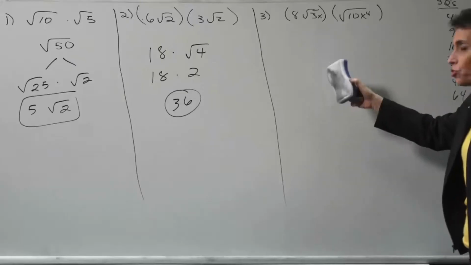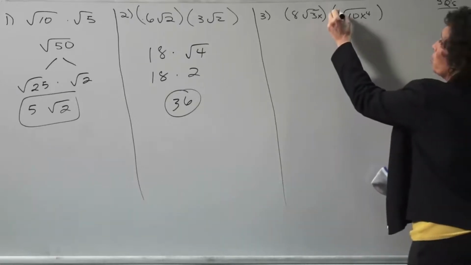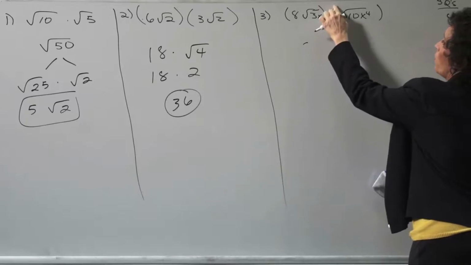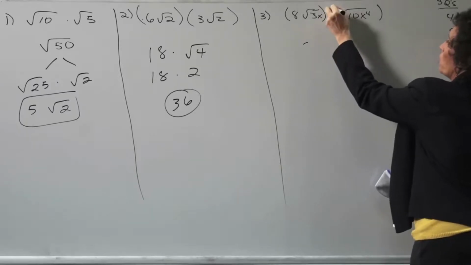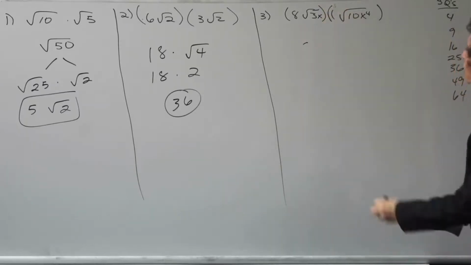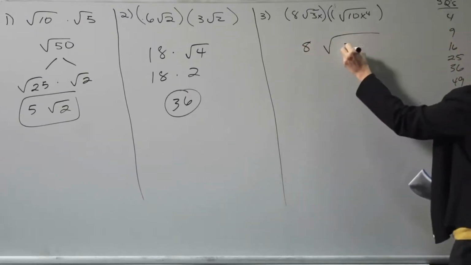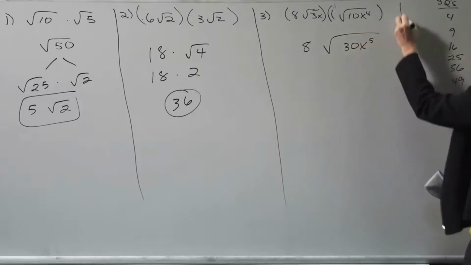We're going to multiply outsides with outsides. The coefficient of this is a 1 that you don't see. So that's not the index, that's the coefficient. The index is 2. So the coefficient is a 1. 8 times 1 is 8. Square root of 30x to the 5th.